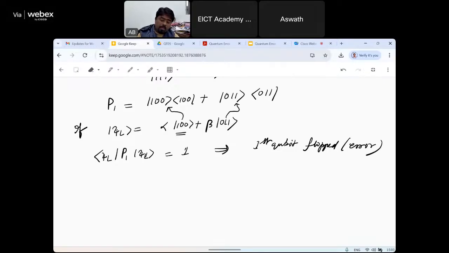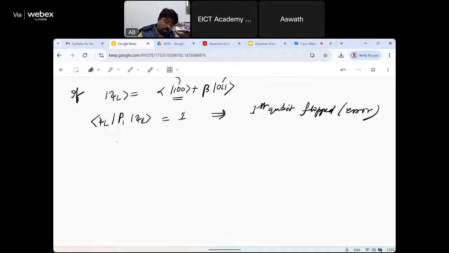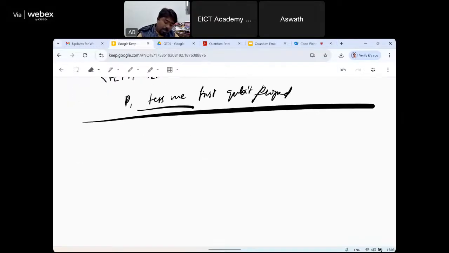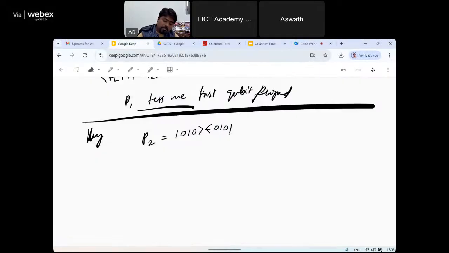Remember, I'm talking about a specific scenario. Now P1 is the tool which tells me the first qubit got flipped. Similarly, I can construct the second bit got flipped case. You can generalize.